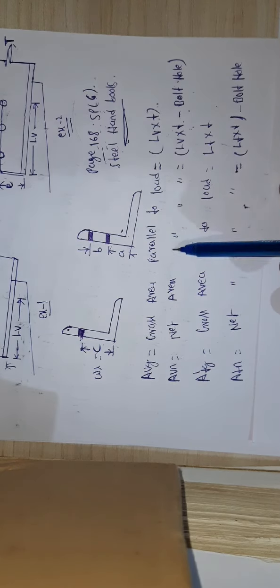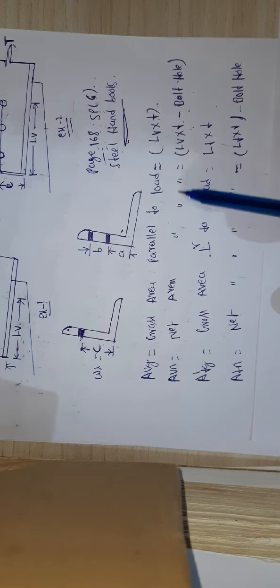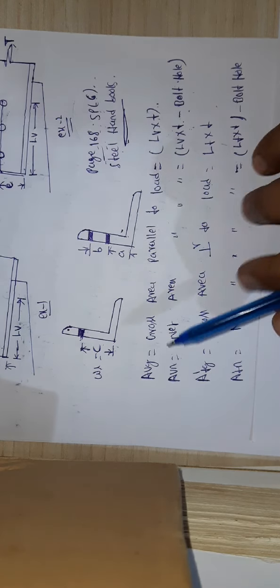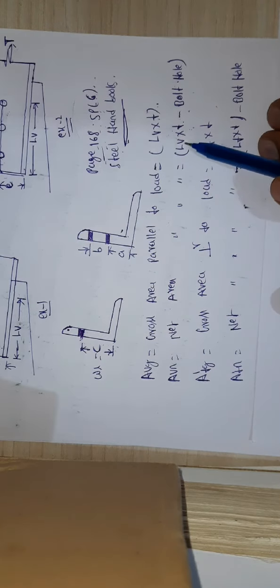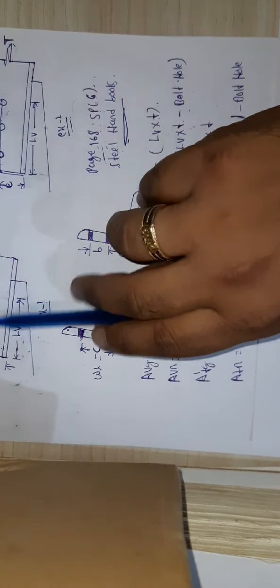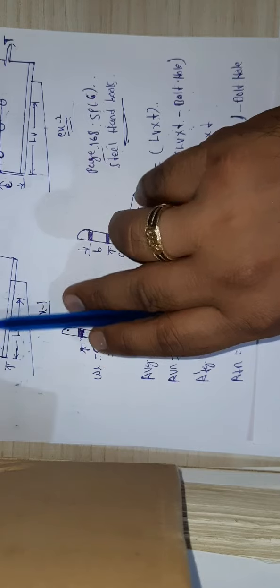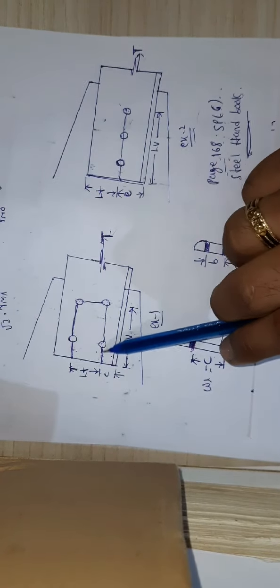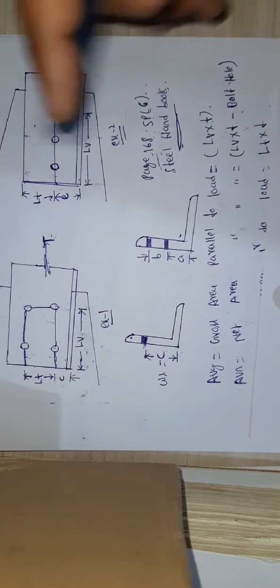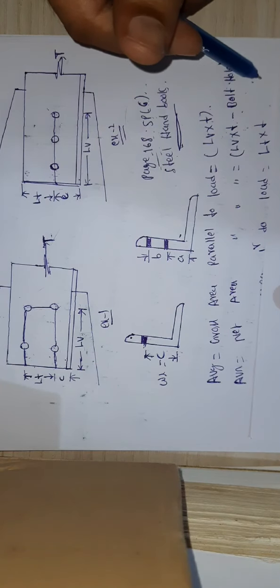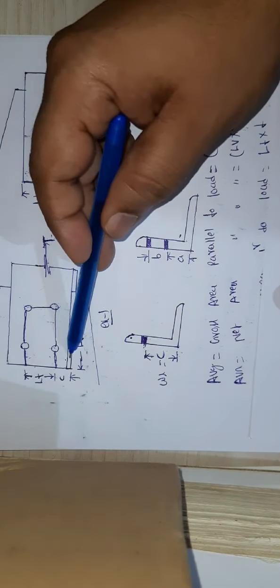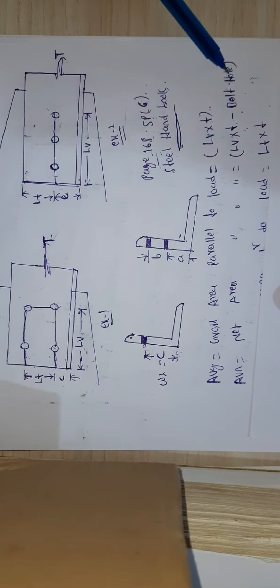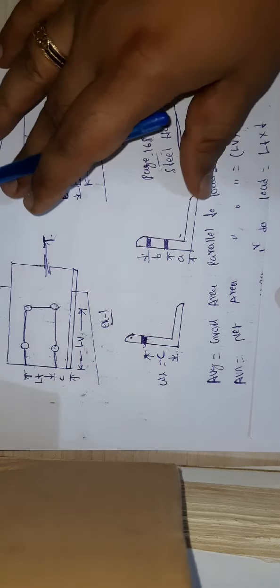The next terminology is AVN. This is the net area parallel to the load. How to calculate this net area parallel to the load? I can calculate it from AVG: AVG minus bolt holes. How many bolt holes are there in the shear line? We need to deduct those, minus bolt holes.